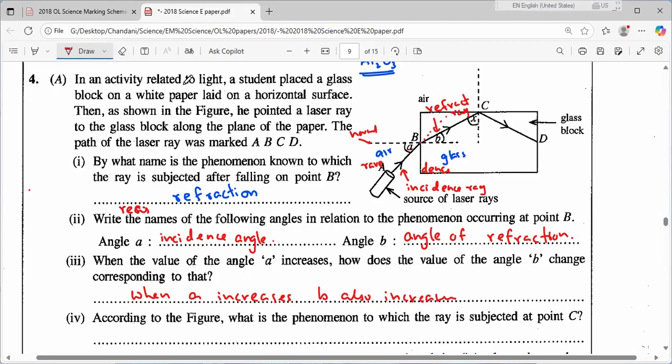According to the figure, what is the phenomenon that the ray is subjected to at point C? Now here the light ray is entering from the glass medium to the air medium. Normally it should enter from the glass to the air medium. But at this point, without refracting, it is bouncing back. This bouncing back we call total internal reflection.